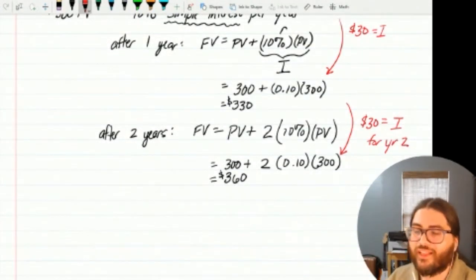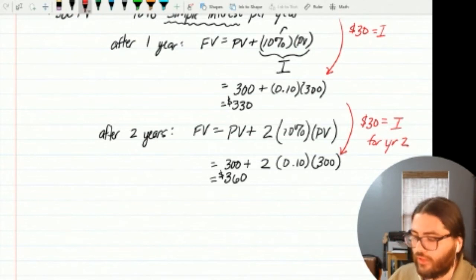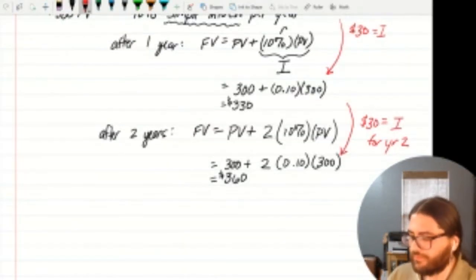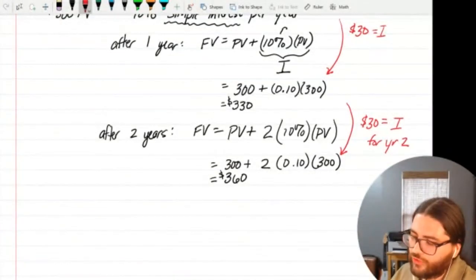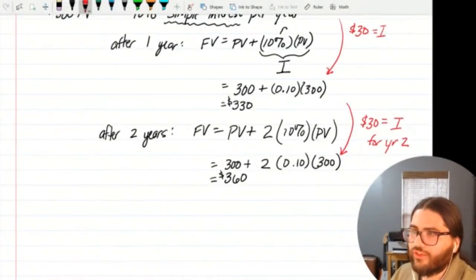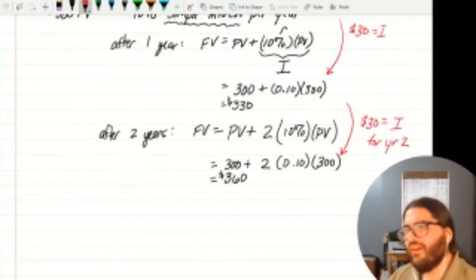If I calculated it from the very beginning to the end of year 2, I would say my I would be $60, right? 2 times the $30. But if I'm only doing it between the end of year 1 and the end of year 2, I would say that I is $30 extra. And together they would be 60 for both years combined.